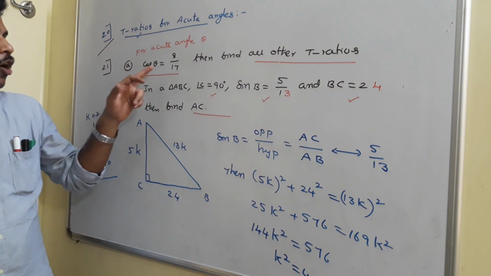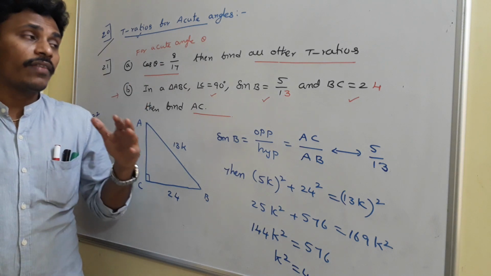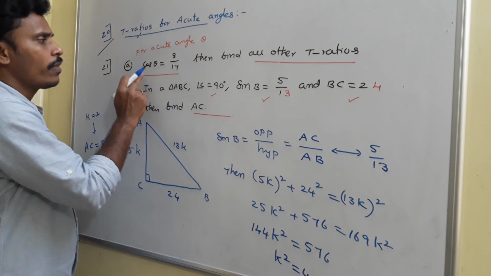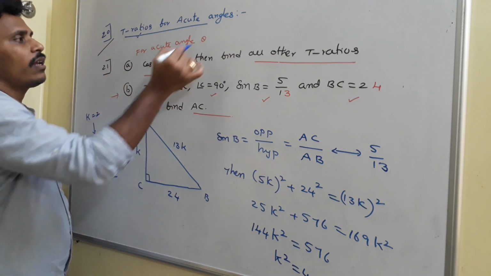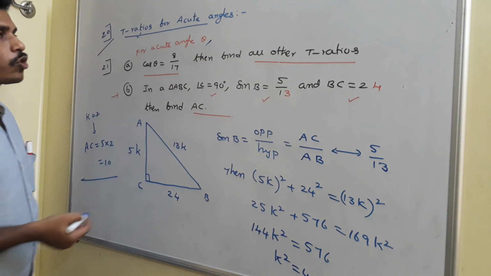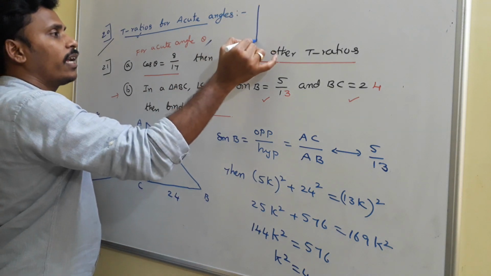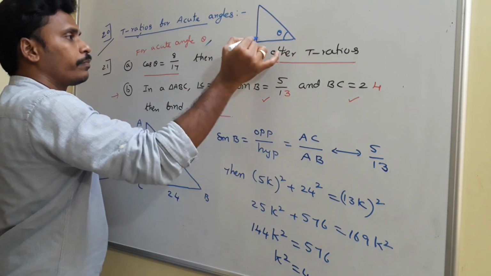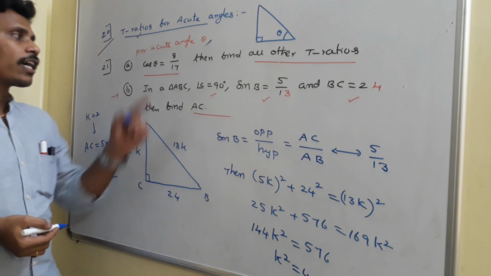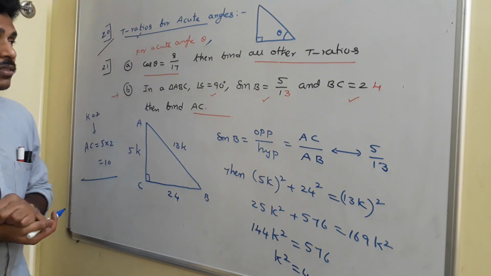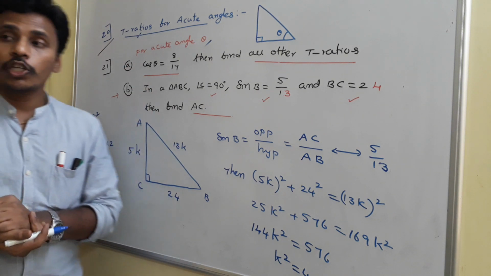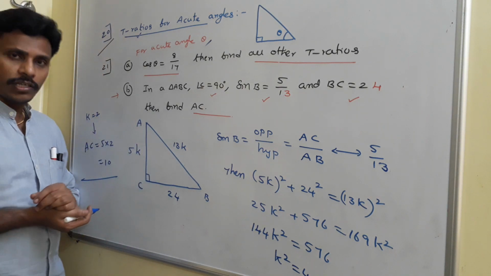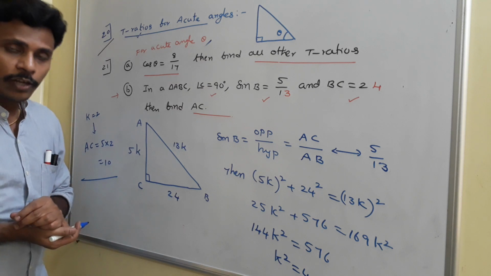Now I have problem A to solve. For problem A, cos theta is given as 8 by 17 and they ask us to find all other trigonometric ratios. It is very easy, I think. Since cos theta is equal to 8 by 17 and theta is acute, you need to construct a right angle triangle with the acute angle theta. Suppose this angle is theta. As per the given data, cos theta is 8 by 17, which means the ratio between the adjacent side and the hypotenuse is 8 by 17. We know the definition of cos theta: it's the ratio between the adjacent side and the hypotenuse.